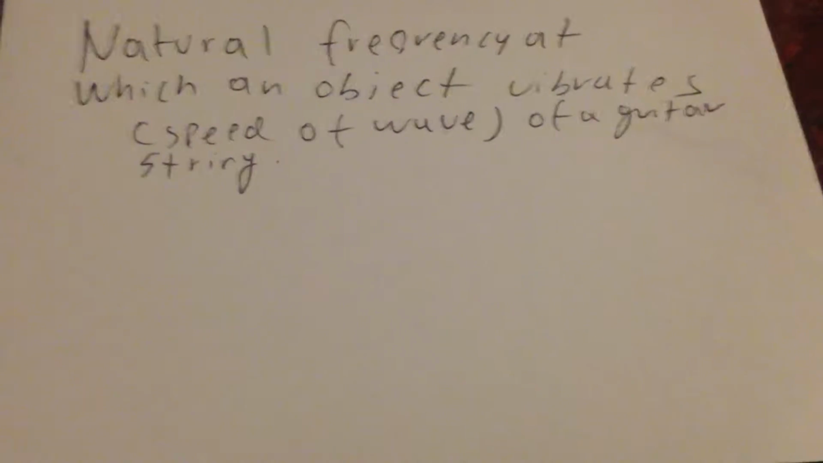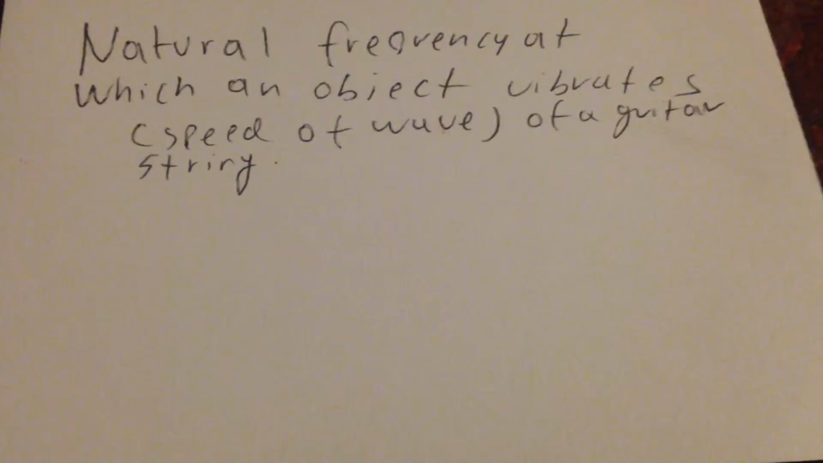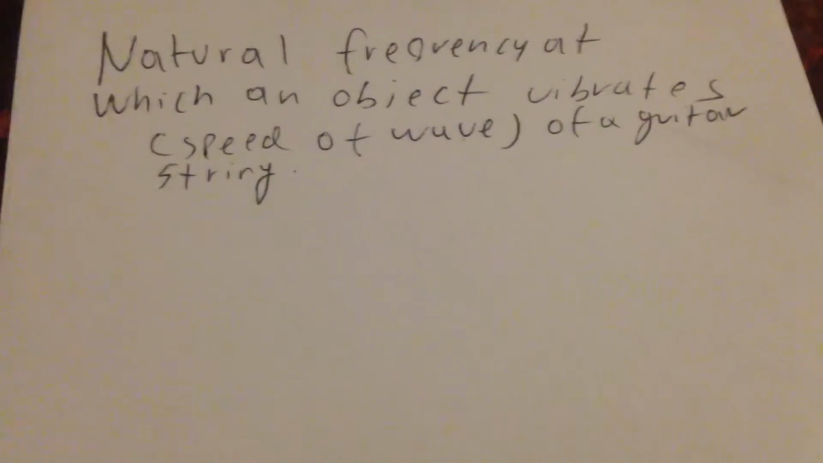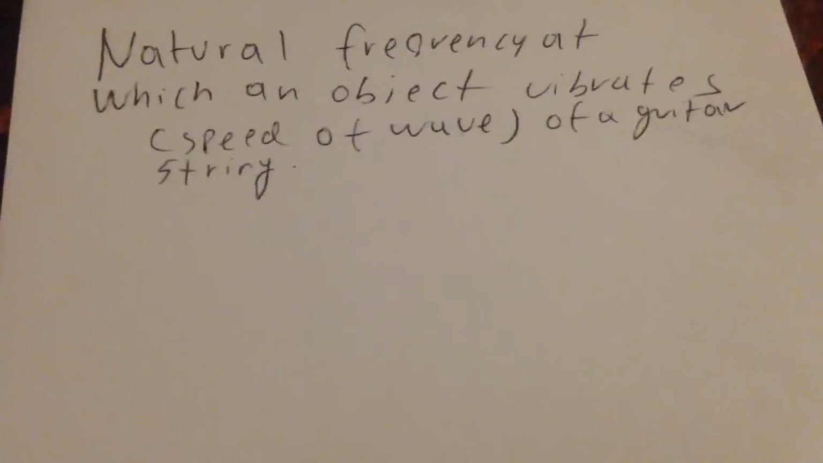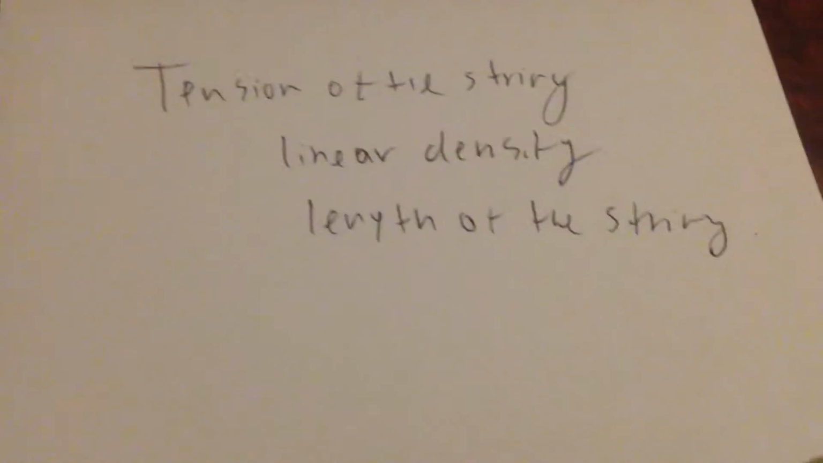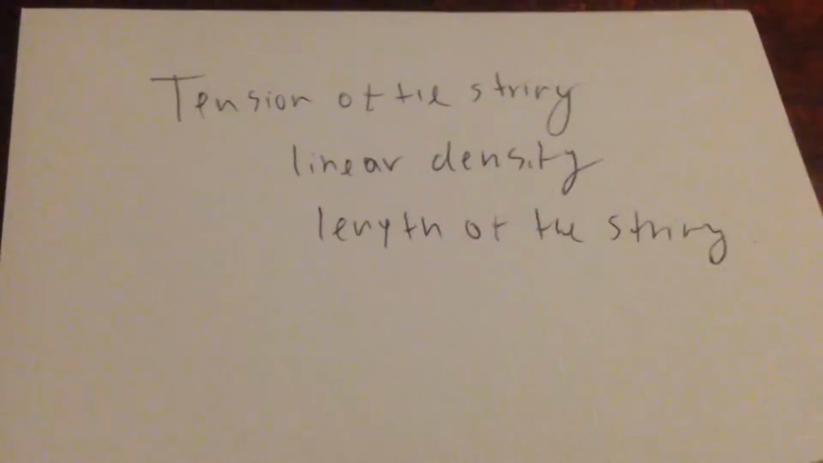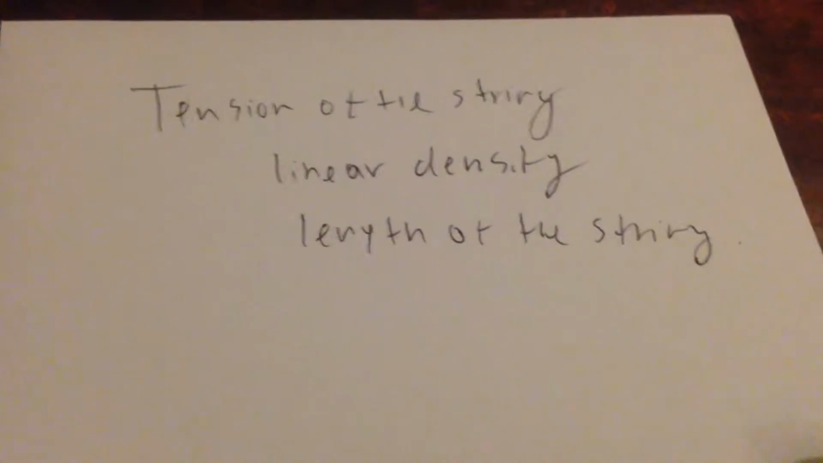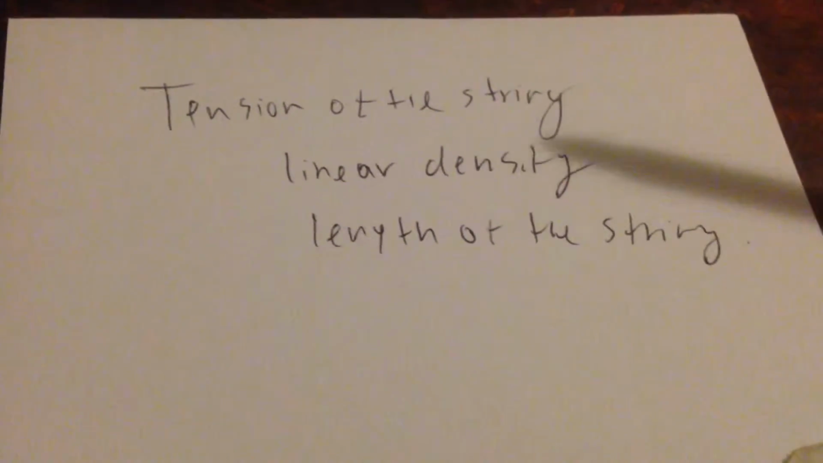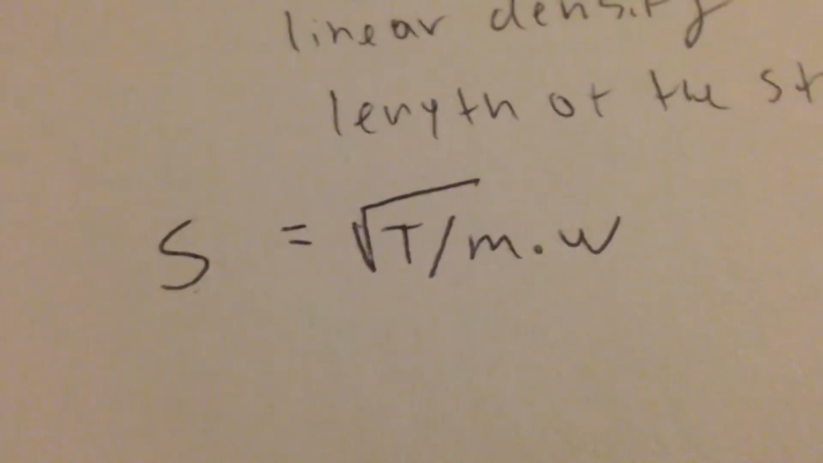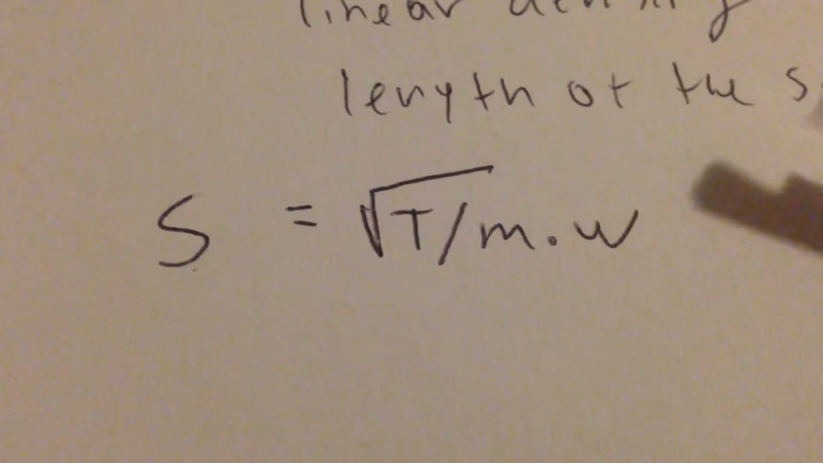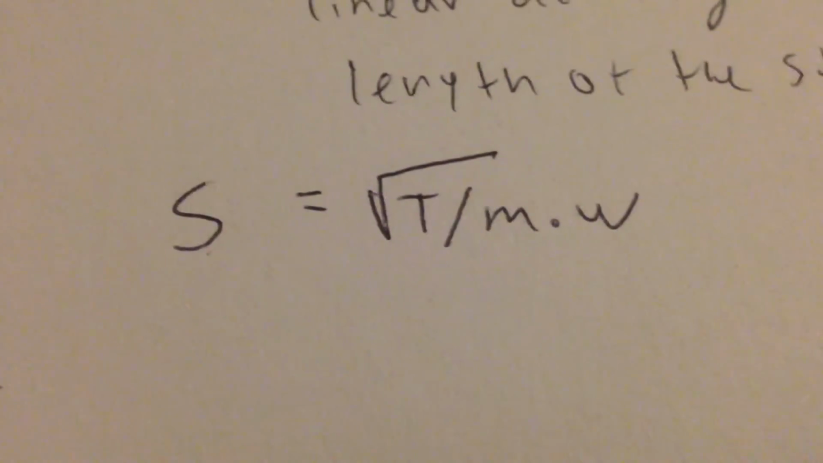The first thing we'll figure out today is the natural frequency at which an object vibrates, or the speed of wave of a guitar string. The first thing you need to know is that this quantity is determined by the tension of the string, the linear density, and the length of the string. Our group didn't have the appropriate material to figure out this number, so instead we made them up.